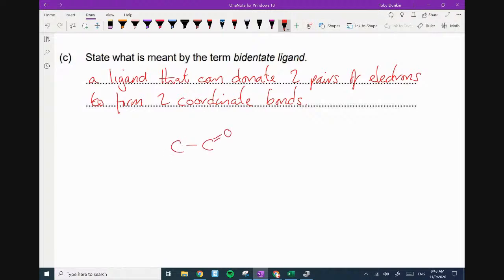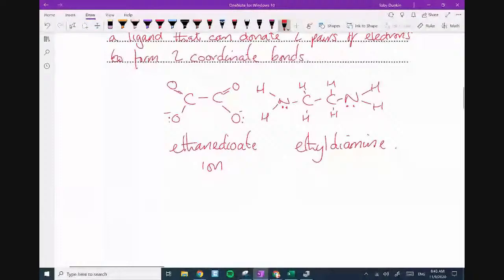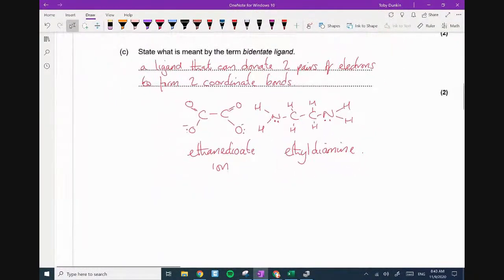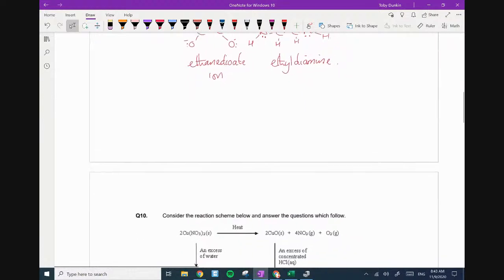You can do the ethane dioate ion. 1 minus, 1 minus, lone pair. So that's the ethane dioate ion. There's also, of course, ethyl diamine. And this one's different, of course, because the lone pairs now come from the nitrogens. And then don't forget your hydrogens on your carbons. That's important. And that's ethyl diamine. 2 examples of the most common bidentate ligands. Ethane-1,2-diol can also do it as well. Funnily enough, ethane-1,1-diol can't, which I think is rather interesting.